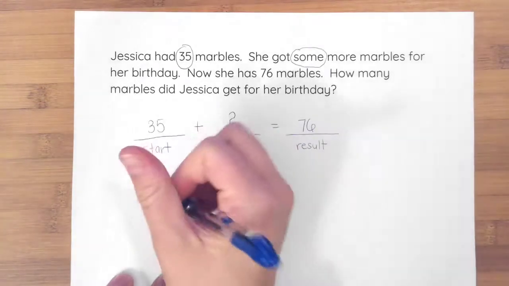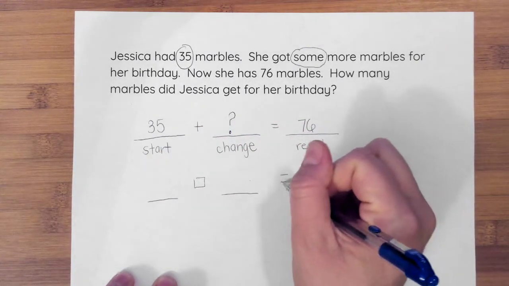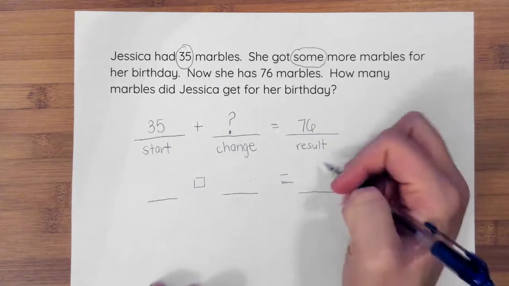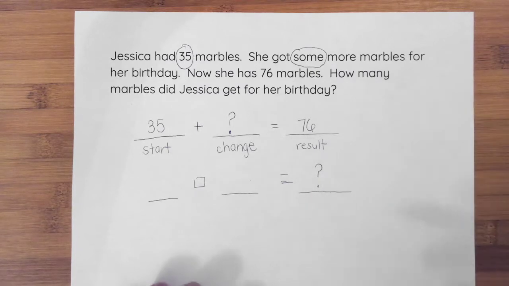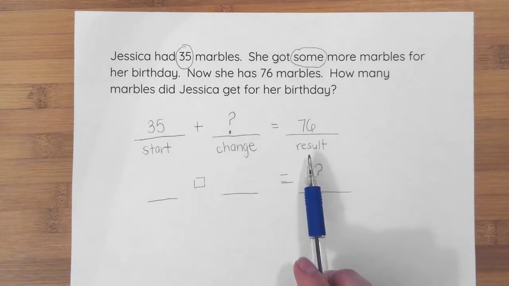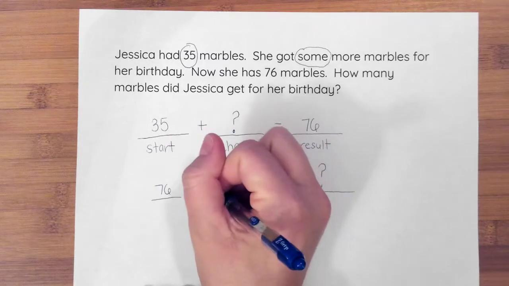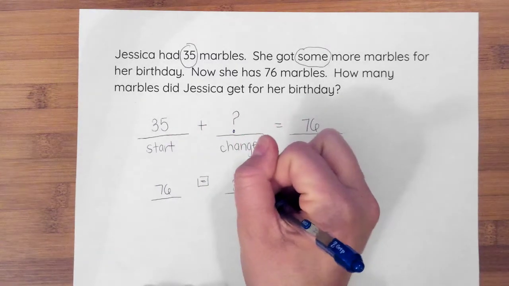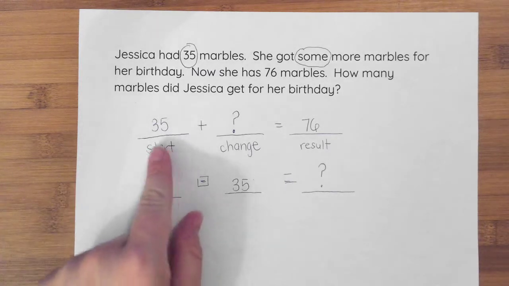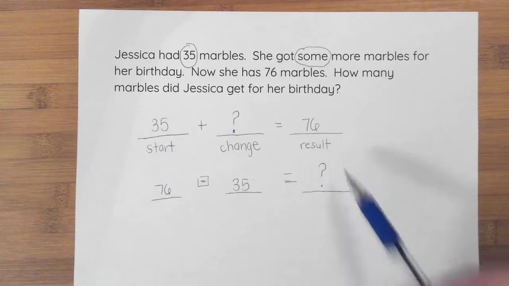Well, I need to make sure that I'm rearranging my equation so that I can solve it. And if you remember, what always goes here in this equals, we always want to put our question mark, our unknown, in that problem. So in this case, I'm thinking that I'm going to need to take her result and put it at the start, and then I'm going to take away what she started with to see if I can get that change. So it is an addition word problem. We set it up with an addition, but we're going to have to complete a subtraction problem to figure out what she got for her birthday.